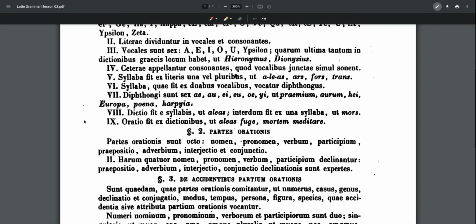Just to help prepare us for lesson 2, it's important to note point 9 here. Speech is made out of words, dictionibus. Speech is made out of words. Therefore, words are considered the parts of speech. The speech is the whole. The words are the parts of speech. And if you look at section 2 here, you see that the title of section 2 is Partes Orationis, or the parts of speech. So here in section 2, we're going to study the parts of speech.